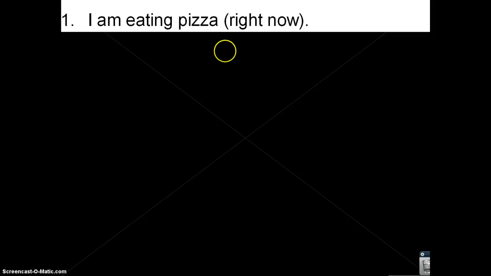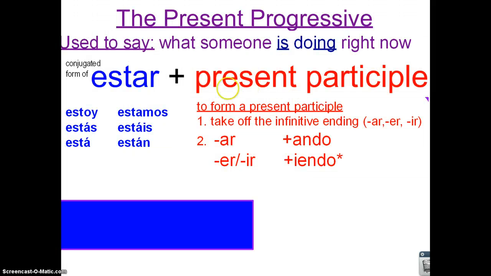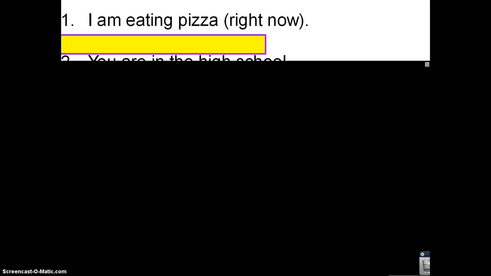So, I am eating pizza right now. That uses the present progressive tense to say what someone is doing right now. Conjugated form of estar plus the present participle. To form the present participle, you take off the infinitive ending and add -ando or -iendo. So, what is that sentence going to look like?